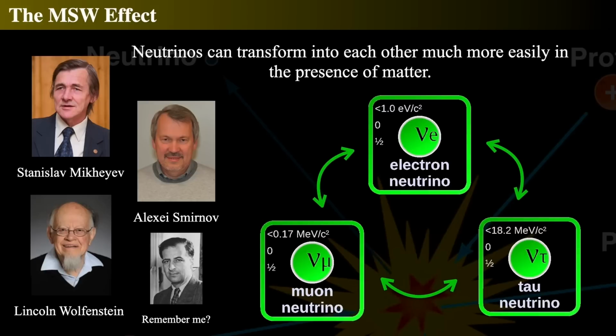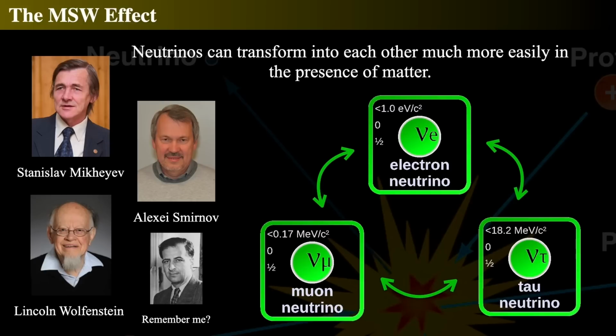During the time that the Homestake Mine was making its detection runs, physicists Stanislav Mikheyev, Alexei Smirnov, and Lincoln Wolfenstein developed the idea that neutrinos could transform into each other much more easily in the presence of matter. In this way, as they traveled out the sun's bulk, they would transform from one flavor into another, and this provided a possible avenue to solve the discrepancy found by the Homestake experiment. And specifically, the dates were in 1978 and 79.